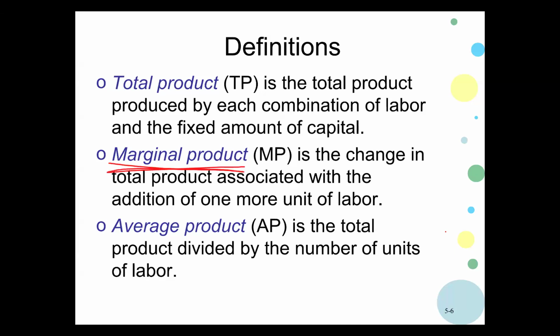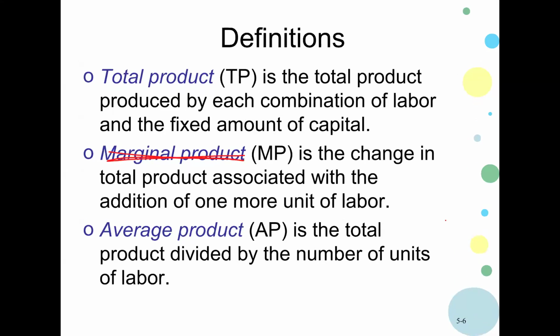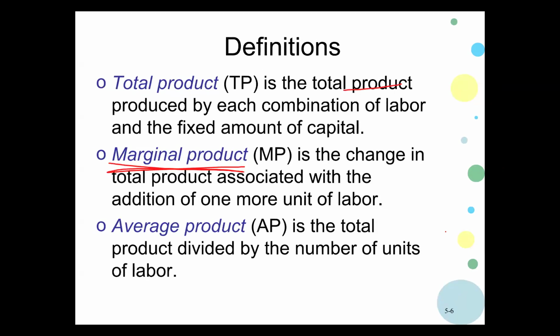Then average product, therefore, is the total product that you have produced divided by the units of labor. This will be the average product of labor. Basically, the average product is the total product divided by the inputs.